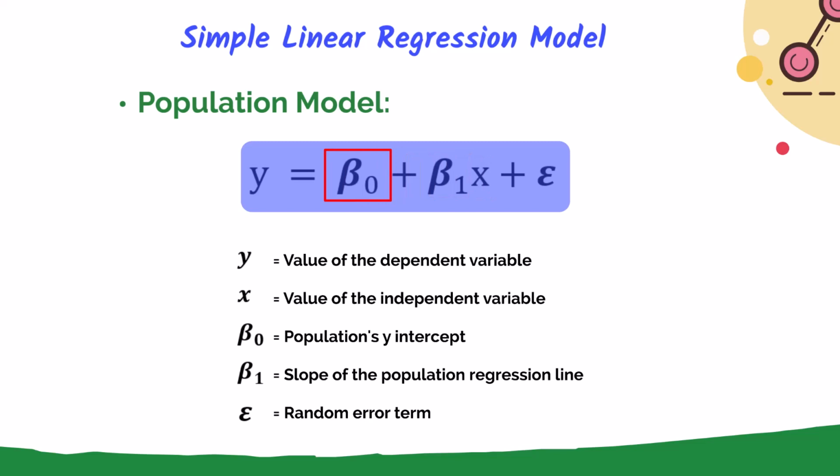So beta sub 0 is the population's y-intercept. This is the constant in the model. Beta sub 1 is the slope of the population regression line. The slope tells us the direction of the relationship, if any exists, whether it is positive or negative. Together, these two are the regression coefficients that will be used to explain the model. Epsilon is the random error term, which we're trying to minimize. We won't be focusing on that too much in this chapter.